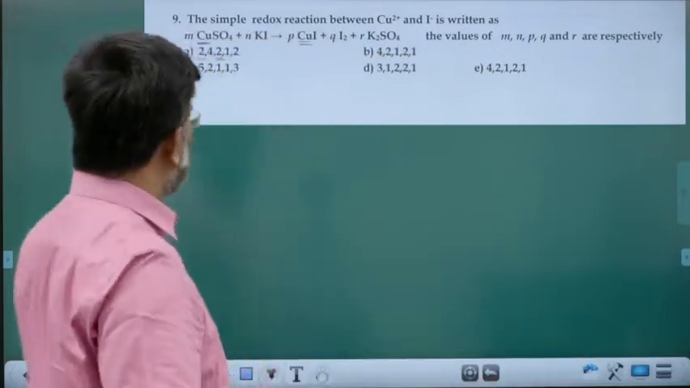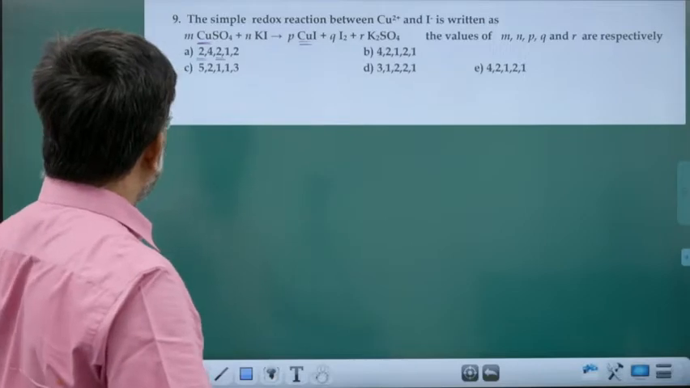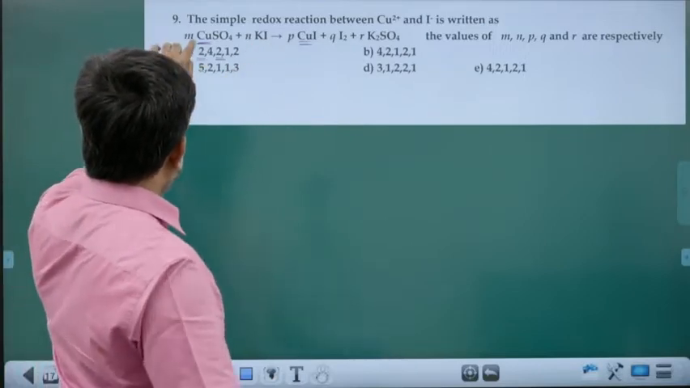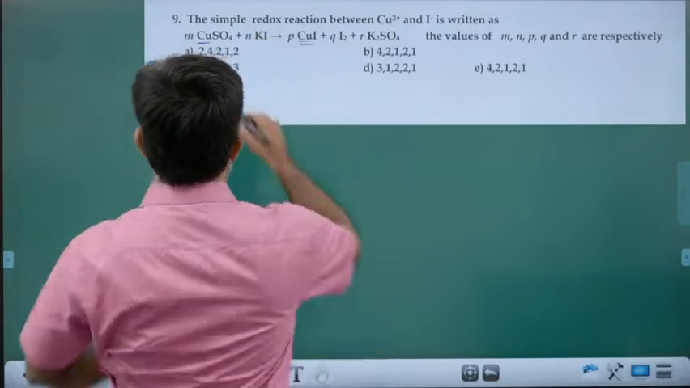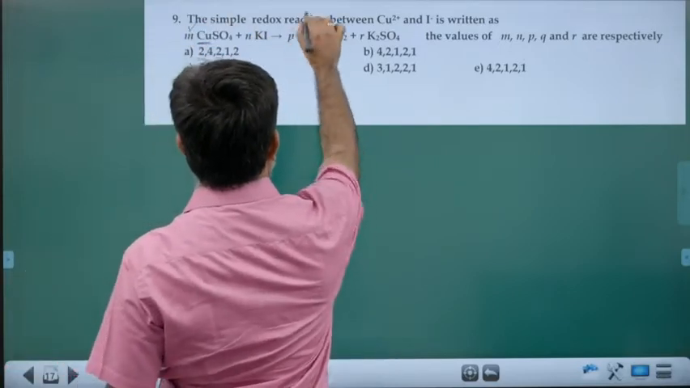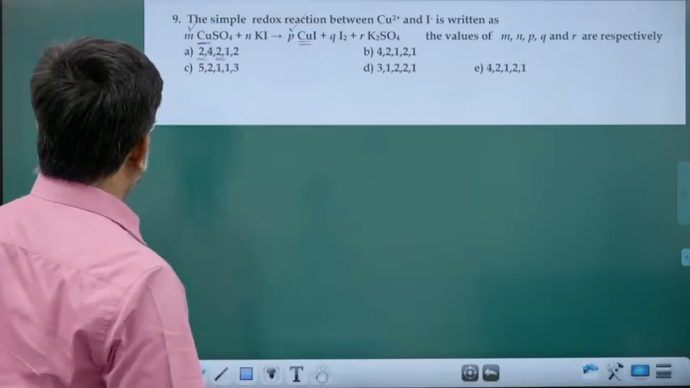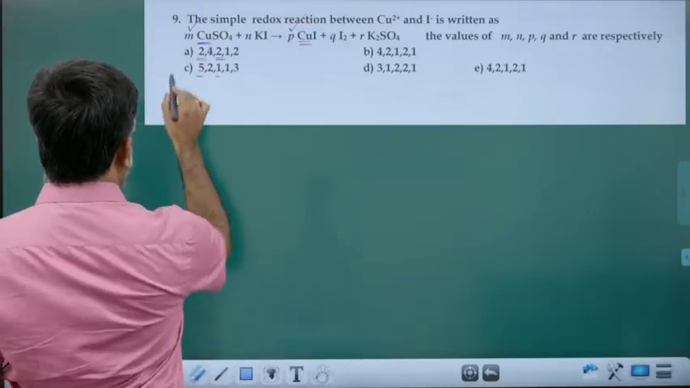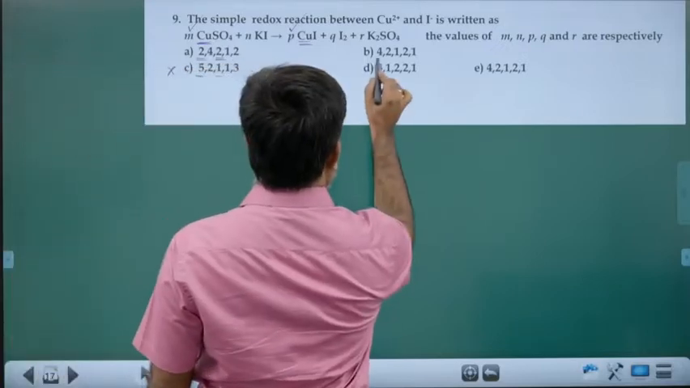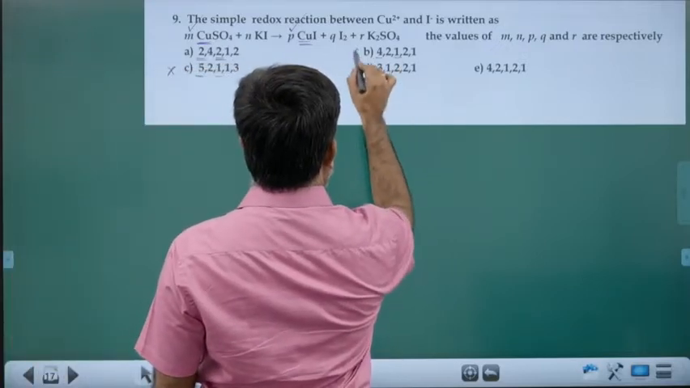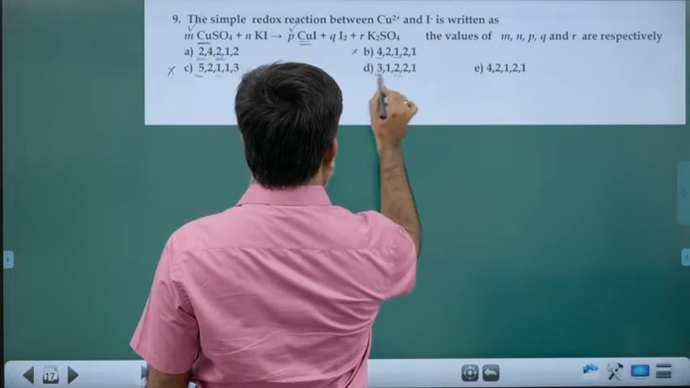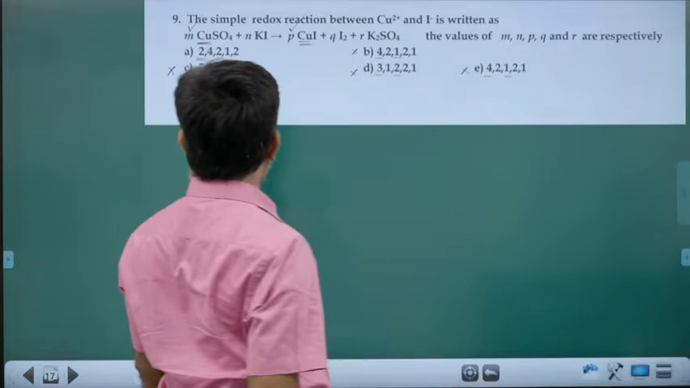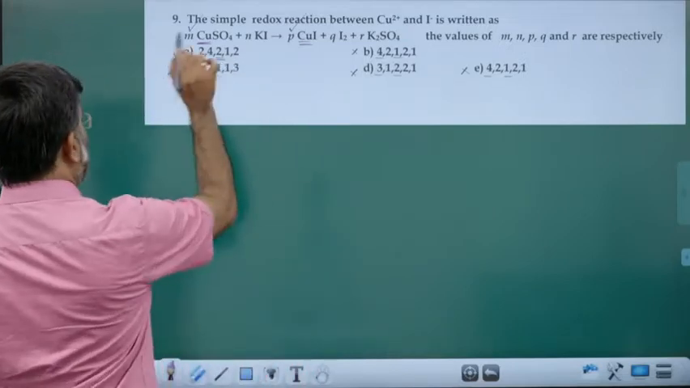So the total copper atoms here and here must be equal. There is only one copper on each side, in copper sulfate and copper iodide. That means this coefficient M must be equal to P. M equal to P happens in only one case. Here M5, P1, out. M4, P1, out. M3, P2, out. And the answer is option A.